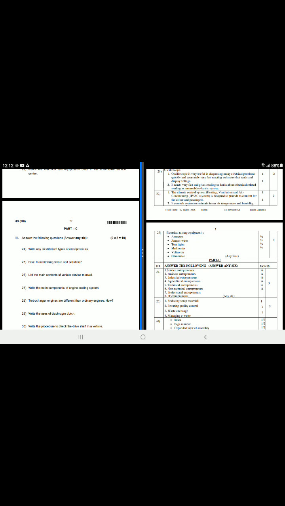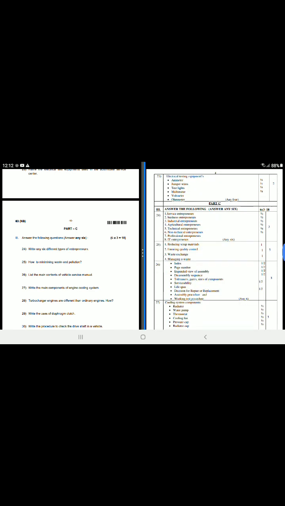Okay. Next, 26th question, list the main contents of vehicle service manual. So the main contents of vehicle service manual are index, content and page number, expanded view of assembly, disassembly sequence, tolerance, gauges, size of components, serviceability, lifespan, decision of repair or replacement, and assembly procedure and working test procedure. So these are the main contents of vehicle service manual.